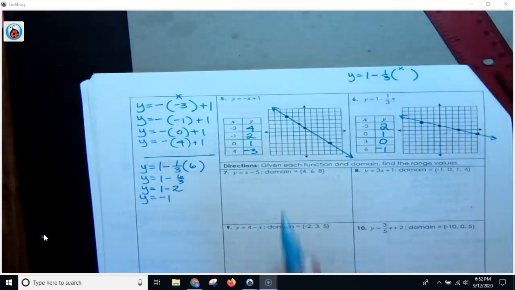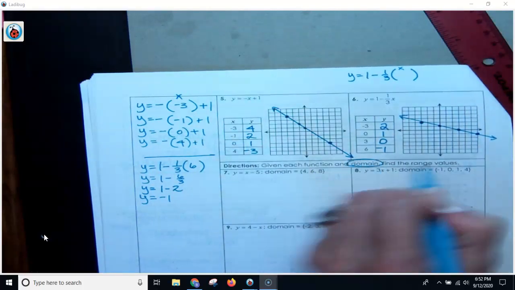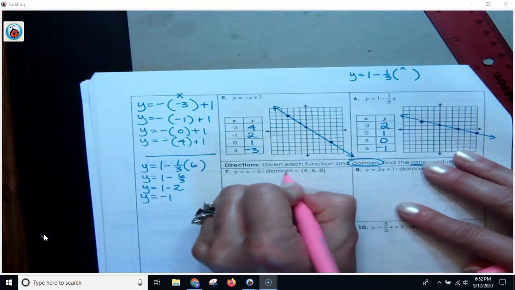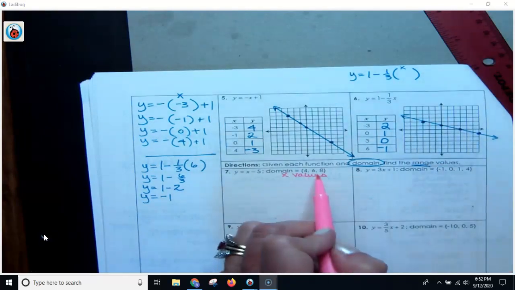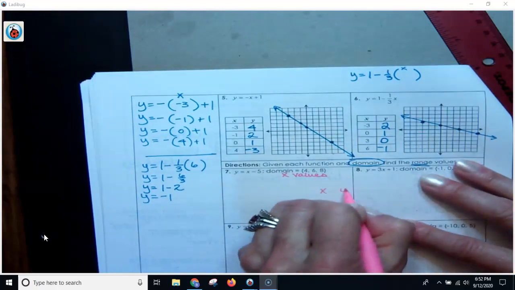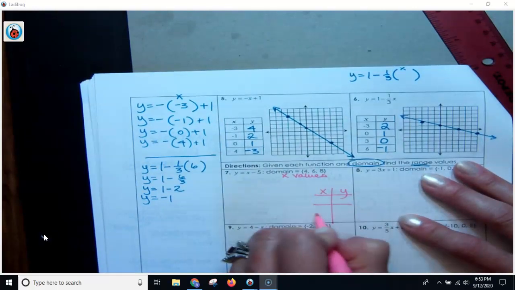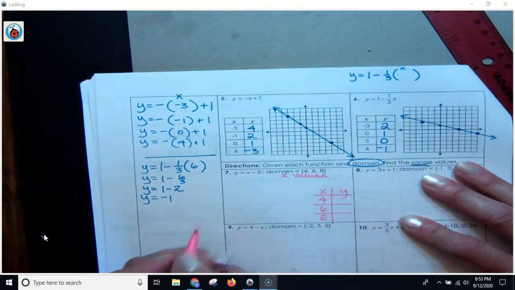All right, moving on. So given each function and domain, find the range. So basically all it's asking you is to plug in this domain. They're saying these are my x values. Given these x values, what would y equal? And if you want, go ahead and create a table and just put in, I've got 4, 6, and 8.